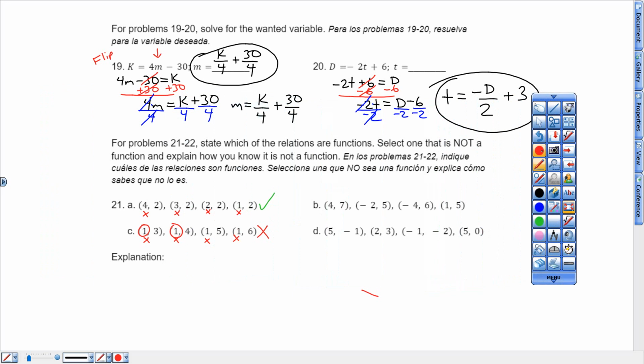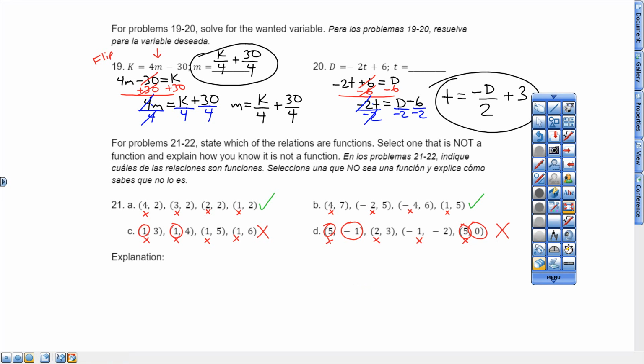This one, all my x numbers, they are different. -4 and 4 are not the same. So this is a function. None of those x numbers repeats. It's a function. And then I look at this guy. I have my x number show up twice, and it's given me two different y numbers. That's breaking the function rule.